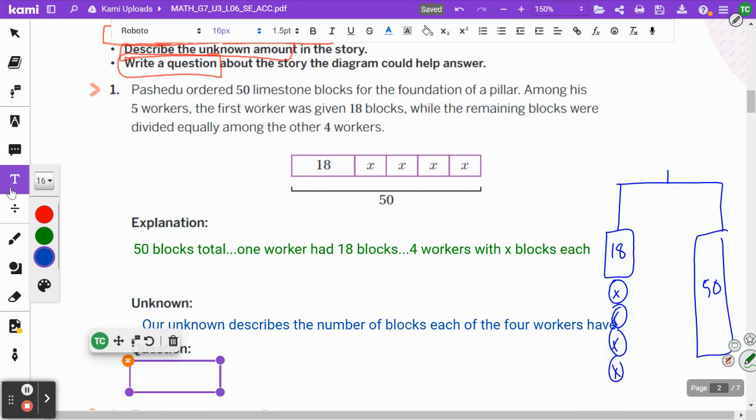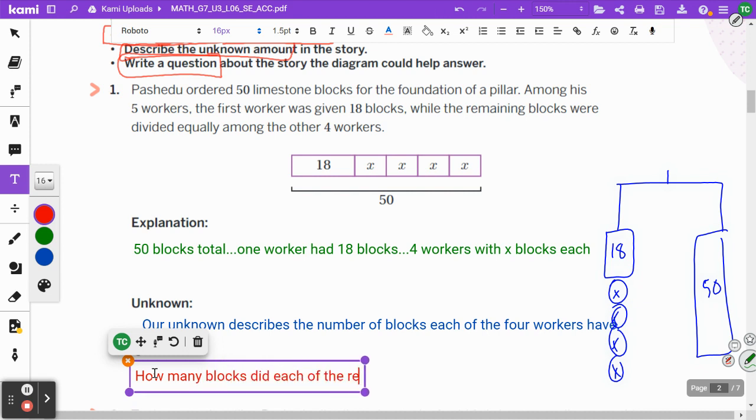What question could we turn this into? Well, the question is, how many blocks did each of the remaining 4 workers have?